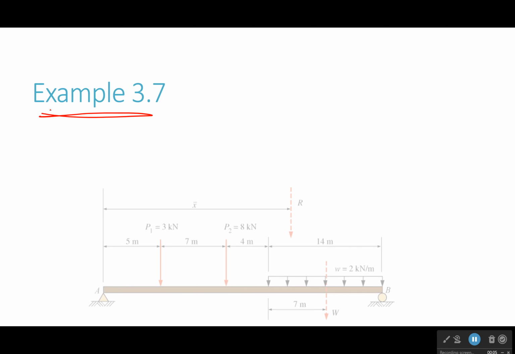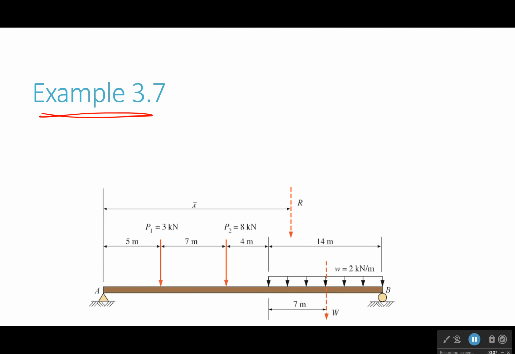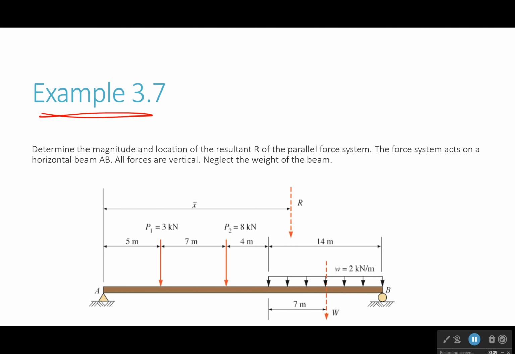Example 3.7. Now, what do we have here? Well, we have a bunch of forces, a distributed force W, and they're all acting on this beam. We want to find the magnitude and location of the resultant R such that it'll have the same effect on this beam. Get rid of all the forces, replace it with R, same effect. Now we're going to neglect the weight of the beam, and we're not going to worry about these reaction forces, but we'll go from there.